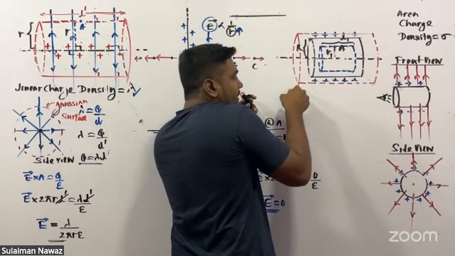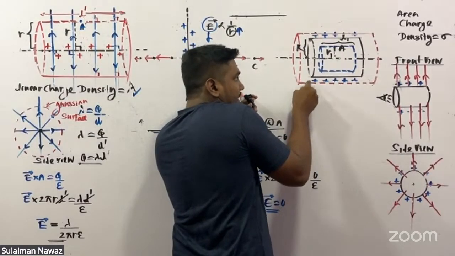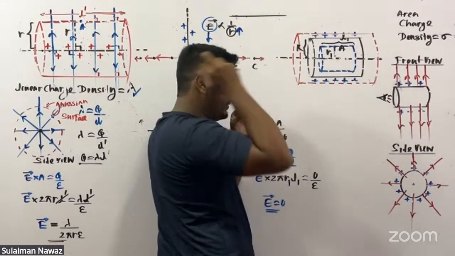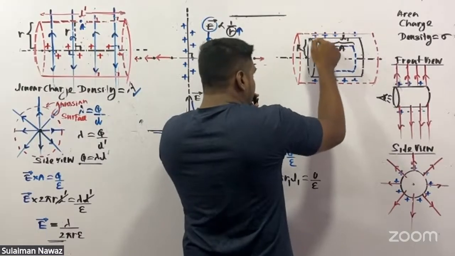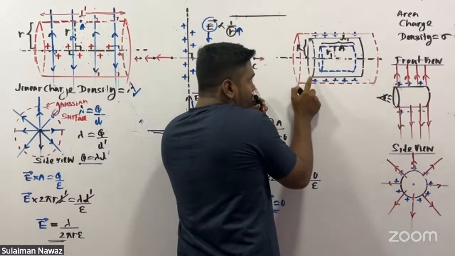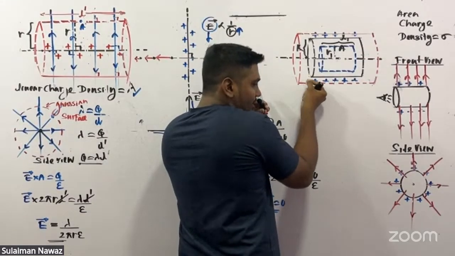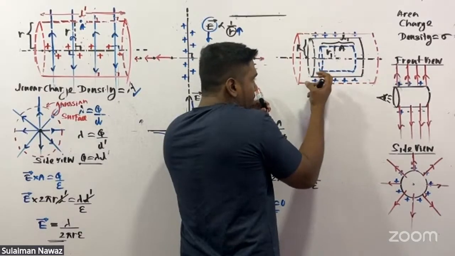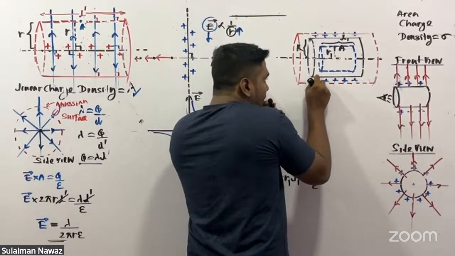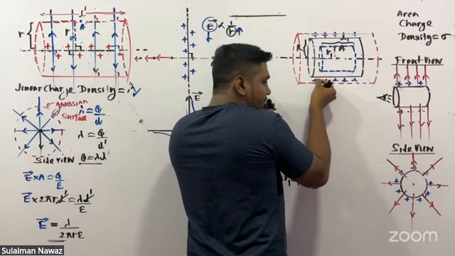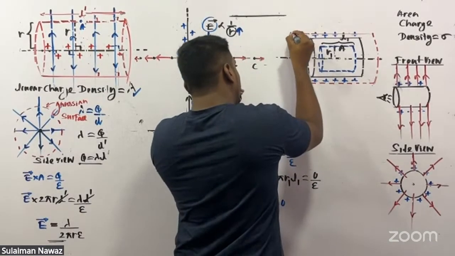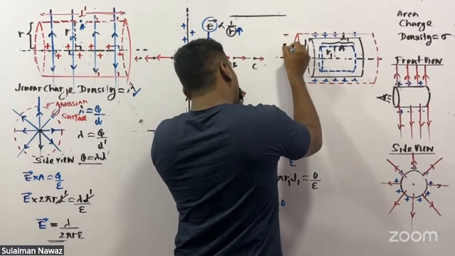This red color Gaussian surface is just outside the cylinder. You have to remember the radius of the red color Gaussian cylinder is also capital R. I drew it in such a way that there is a gap between the hollow conductor cylinder and the Gaussian surface, to help us see this diagram clearly. But remember, this red color Gaussian surface is just outside the hollow conductor cylinder. Therefore, the radius of the Gaussian cylinder is also going to be capital R.